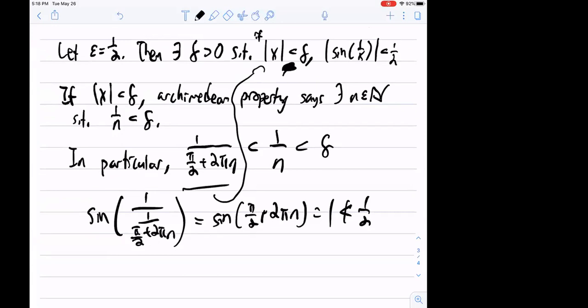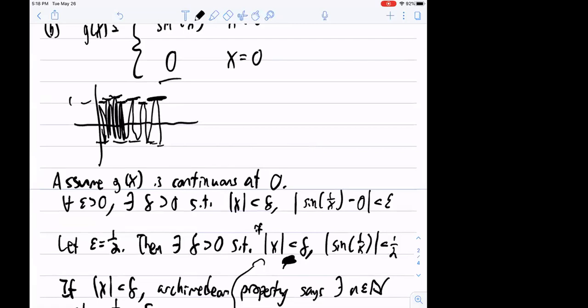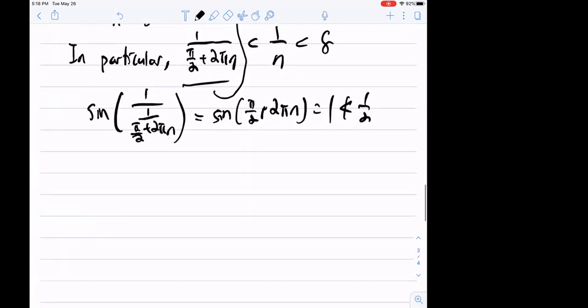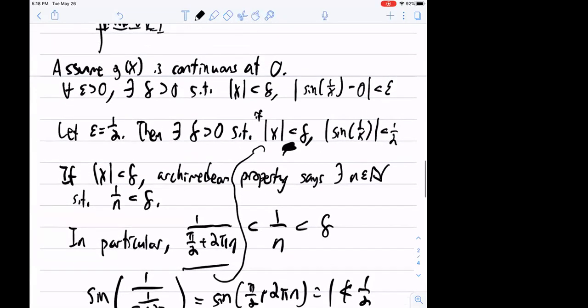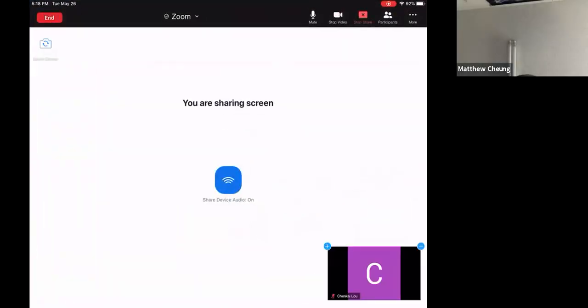So the idea is you have to be 1/2 away from 0, but I can always choose points close, multiples of, I guess, pi over 2 plus 2 pi k, such that I'm 1 away from 0. So it can't be continuous at 0. Is everyone clear on this? Hopefully you're all clear. Okay.